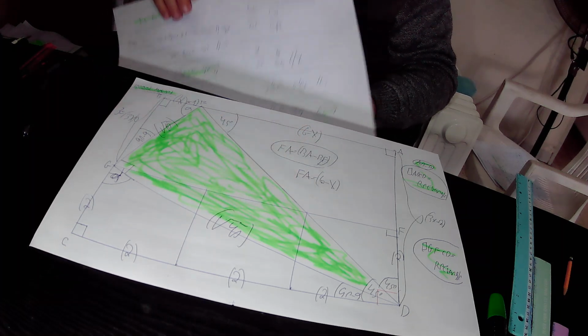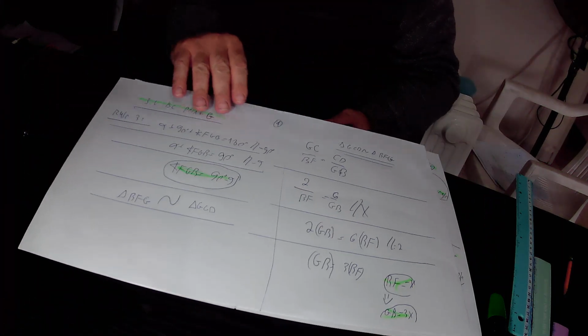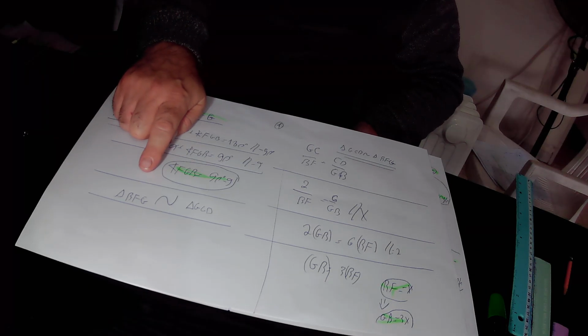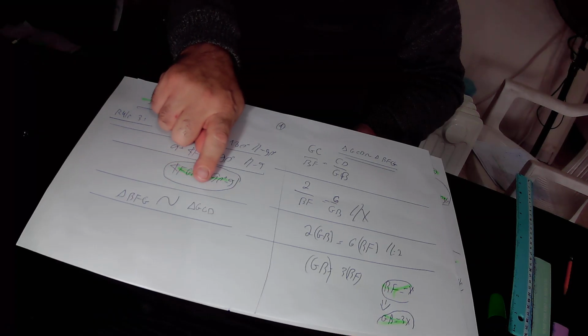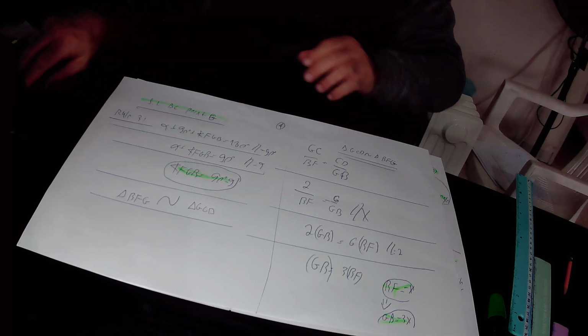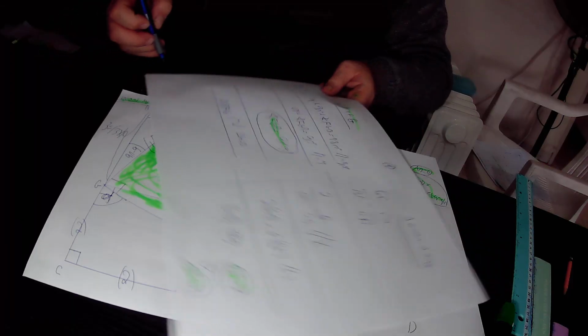But again, we found out that the upper right triangle BFG is similar to the right lower triangle GCD according to the angle similarity rule.